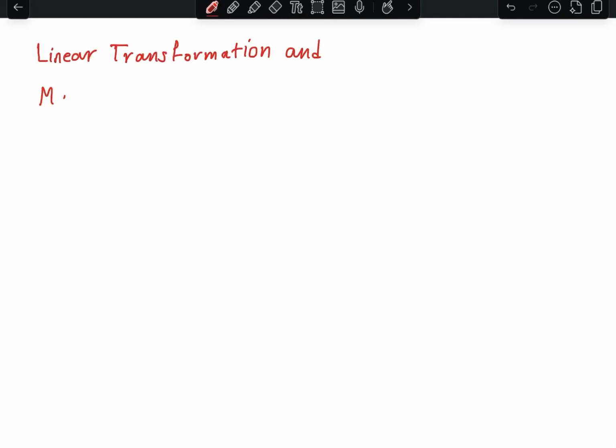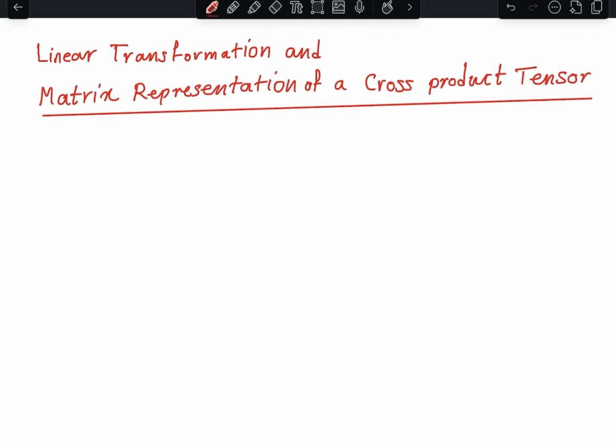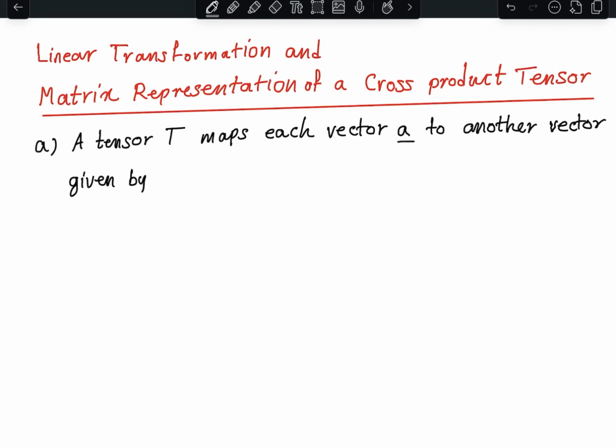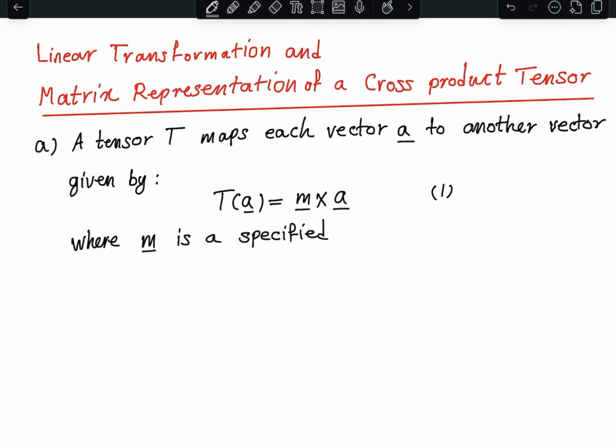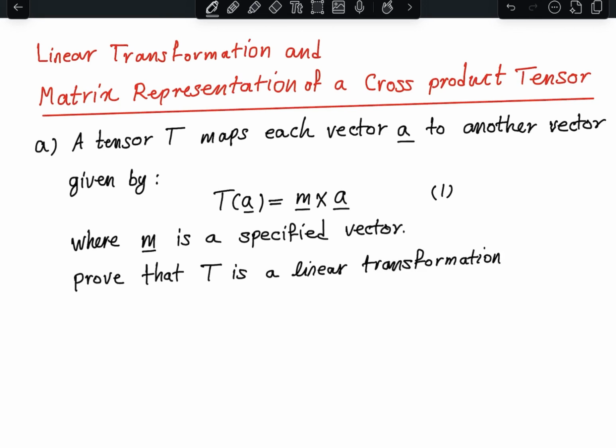Linear transformation and matrix representation of a cross-product tensor. In this video, we will solve the following example. A tensor T maps each vector A to another vector given by the transformation of vector A equal to M cross A. M is a specified vector. Prove that T is a linear transformation.